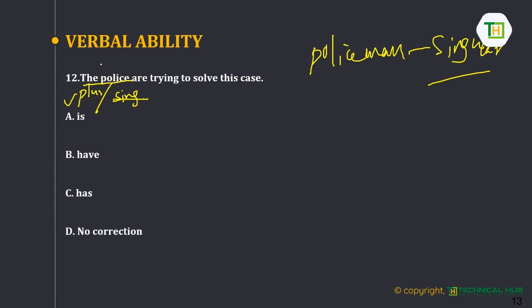So the police are trying to solve this case. So obviously, "is" will not come and "has" will also not come. "Have trying" will never come, and "has trying" also will never come. So that's why the given sentence is perfect, and that's why we have said no correction is needed. So this is how the DXC test 7 has completed.